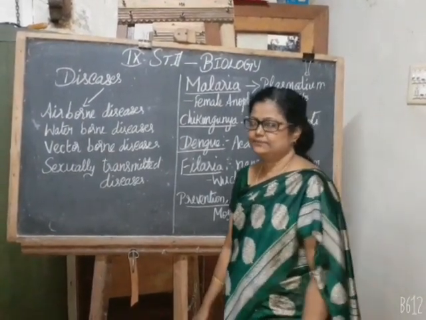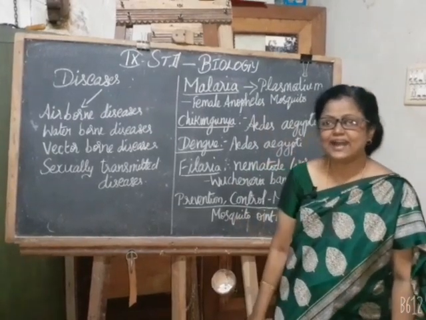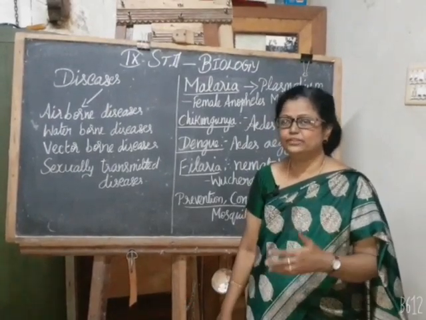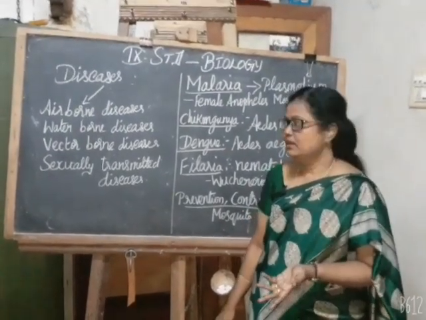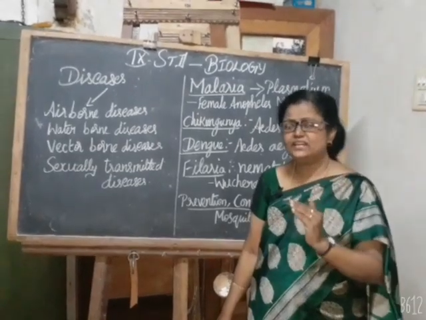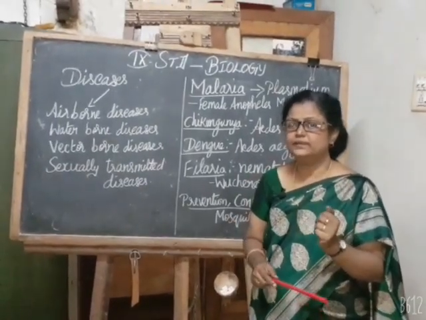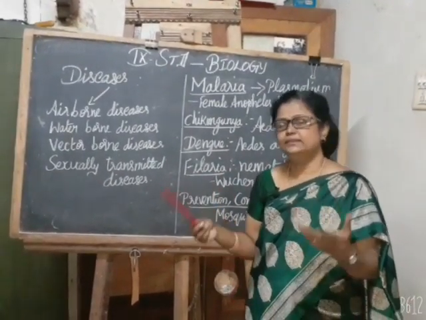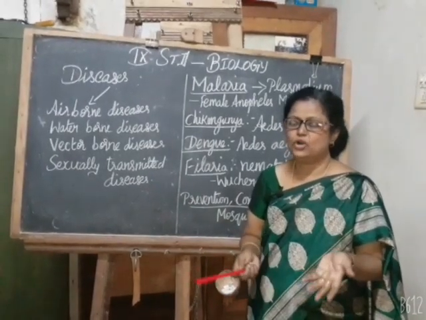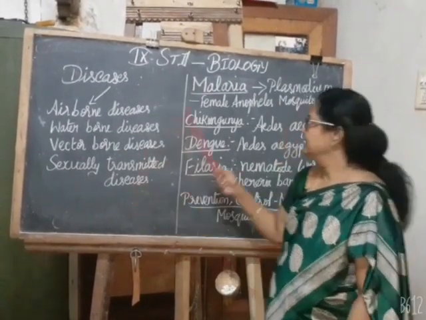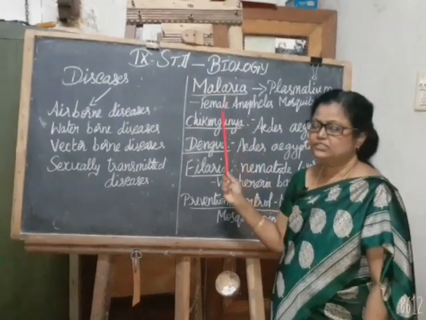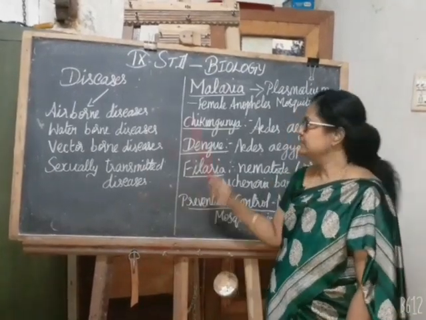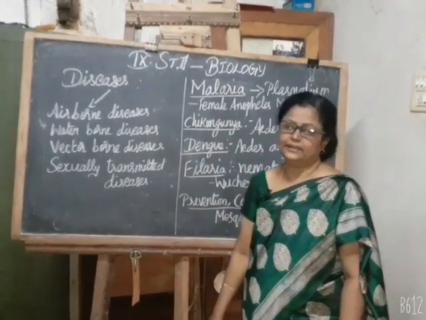Vector-borne disease. A vector acts as an agent, an intermediate carrier for the pathogen. The vector transmits the pathogens from an infected person to a healthy person, and it causes different diseases like malaria, chikungunya, dengue fever and filaria. First we will see about malaria.